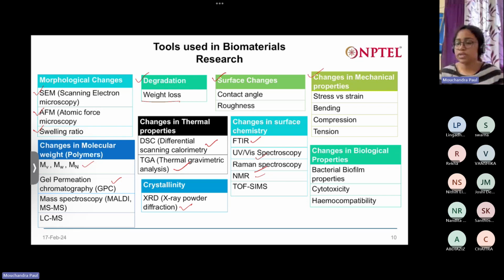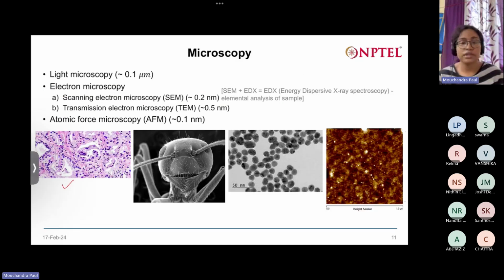So in this slide, I'm trying to show here the first image is actually an image of a tissue, taken using light microscopy. Light microscopy, in comparison to other techniques, provides a comparatively lesser resolution, around 100 nanometer or 0.1 micron, right?